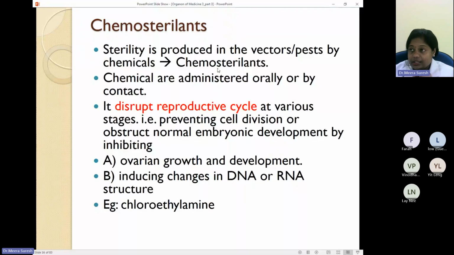So the chemicals used to induce sterilization in insects are called chemosterilants, introduced into their body orally or by contact. One example is chloroethylamine.